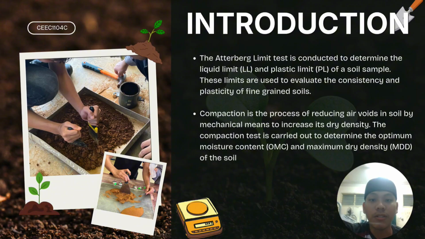For the standard proctor test, compaction is the process of reducing air voids in soil by mechanical means to increase its density. The compaction test is carried out to determine the optimum moisture content (OMC) and maximum dry density (MDD) of the soil.